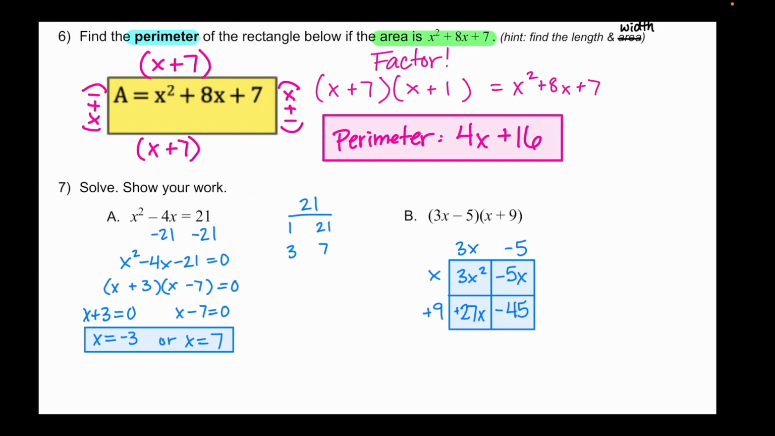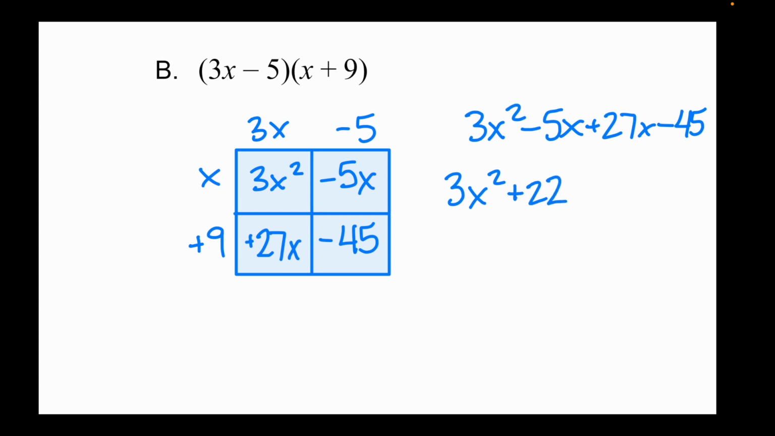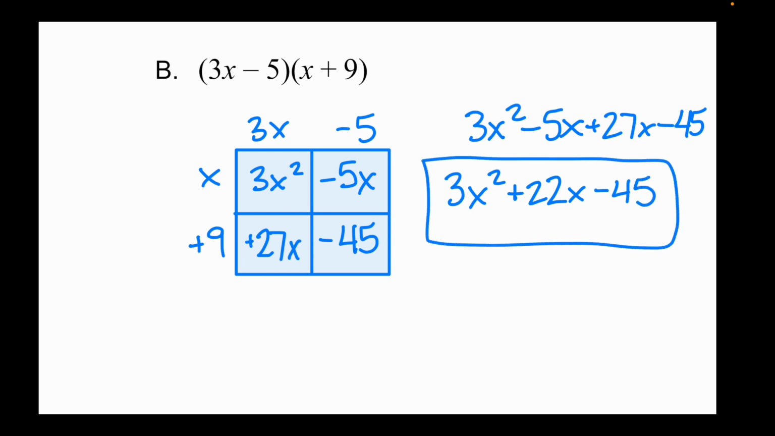So here we would then, I meant to scoot it over, not zoom it out. We can write this whole thing out and simplify. So 3x squared minus 5x plus 27x minus 45. We're going to combine the negative 5 and the positive 27. So we would have 3x squared plus 22x minus 45. And this is the answer that we were looking for.